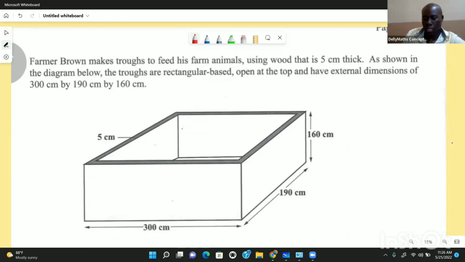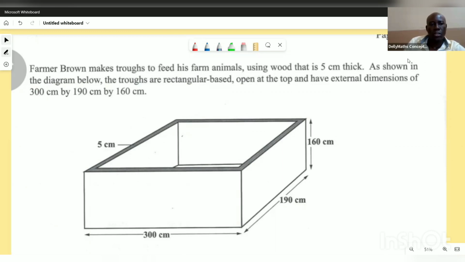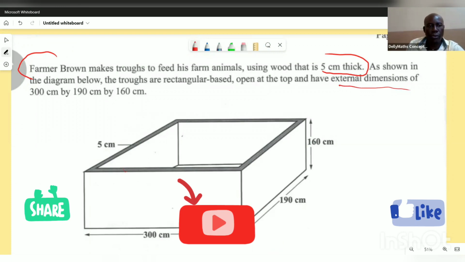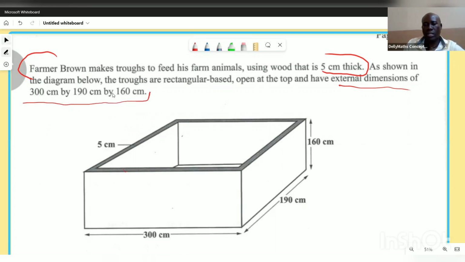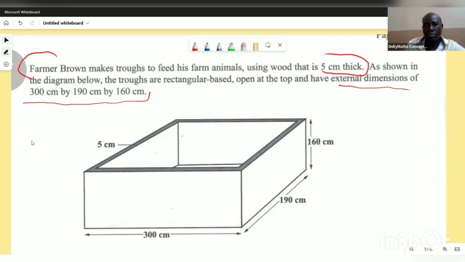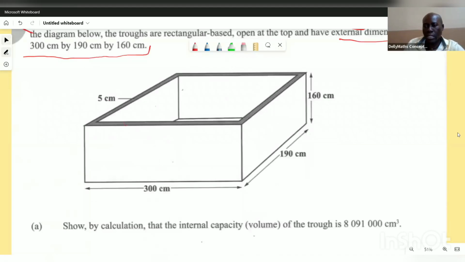Today we're looking at July 2021, question 6, and it reads: Farmer Brown makes troughs to feed his animals, using wood that is 5 centimeters thick, as shown in the diagram below. The troughs have a rectangular base, are open at the top, and have external dimensions of 300 by 190 by 160 centimeters. So there we have the dimensions of the troughs made by this farmer. Let us see what the questions are.